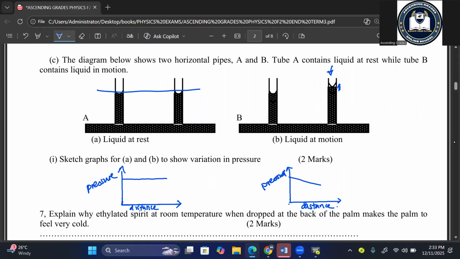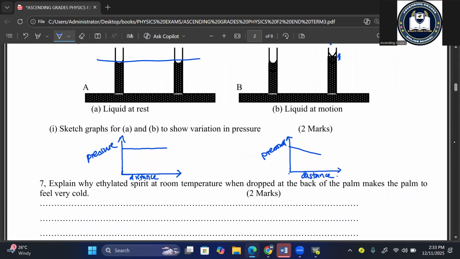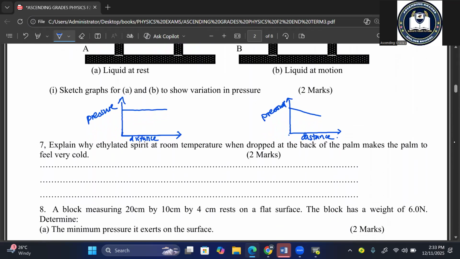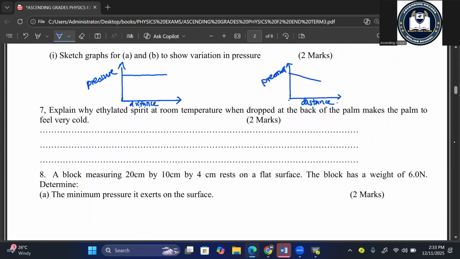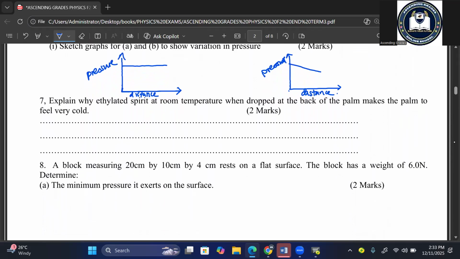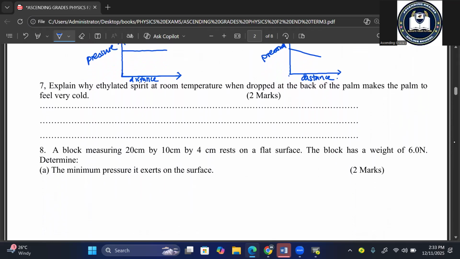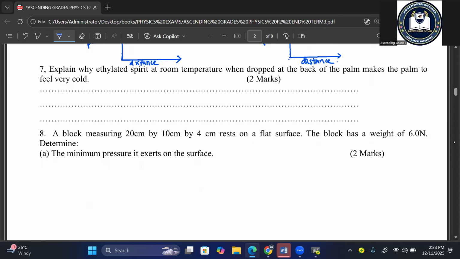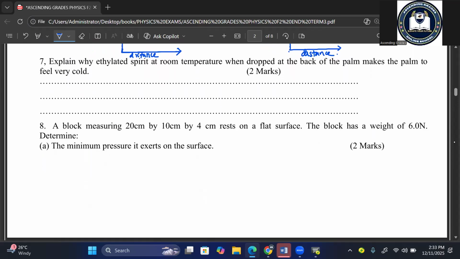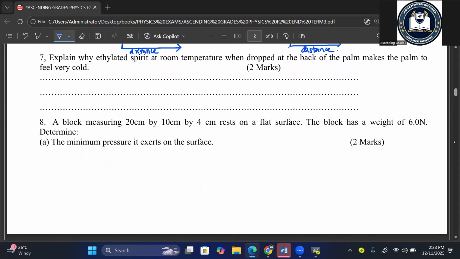Explain why ethylated spirit at room temperature, when dropped at the back of the palm, makes the palm feel very cold. So how are you supposed to respond to this one? The concept being tested here is for physics form 3, but you can just give it anyway.